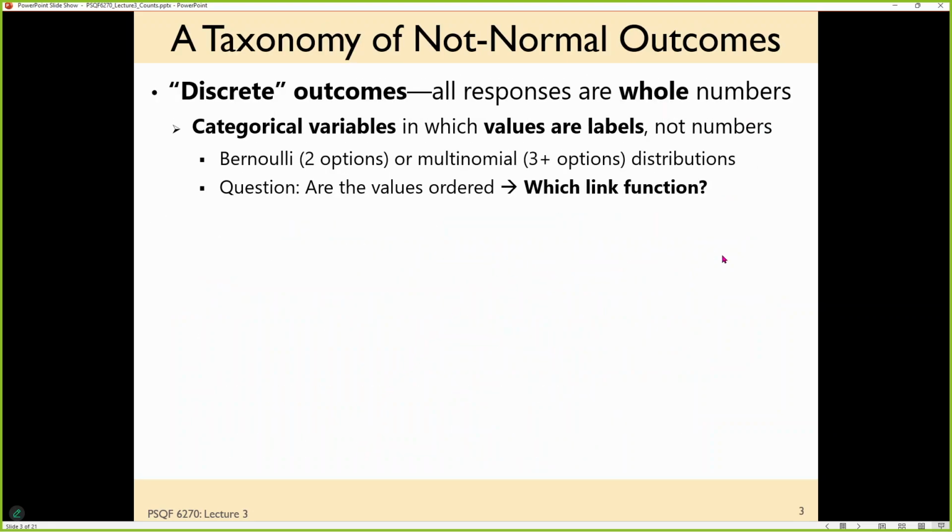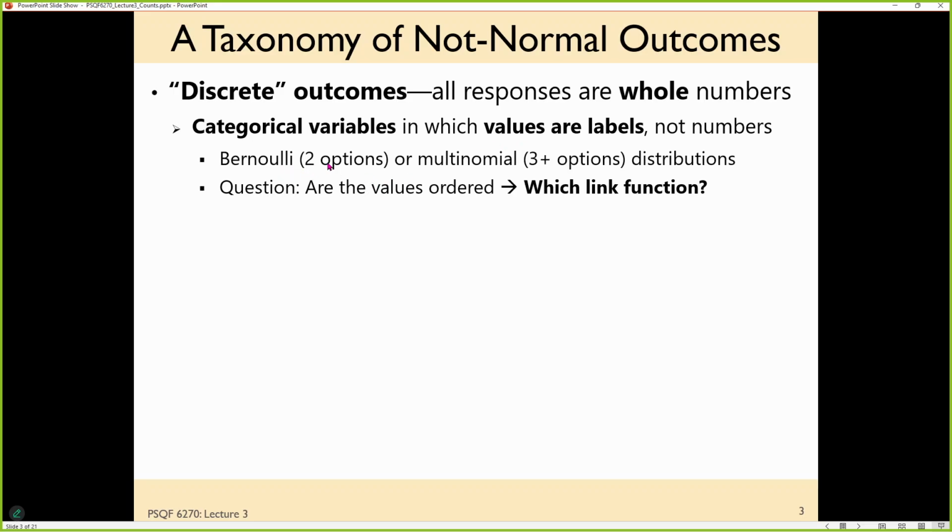A taxonomy, in terms of how to classify not normal outcomes, is discrete versus continuous. Up to this point, we've been in discrete land. So all responses are whole numbers, integers. Categorical variables are ones in which the values are not numbers, they're labels. So you can predict the probability of a 1 or a 2 or a 3, but those are just labels for answer choices. They're not numeric values.